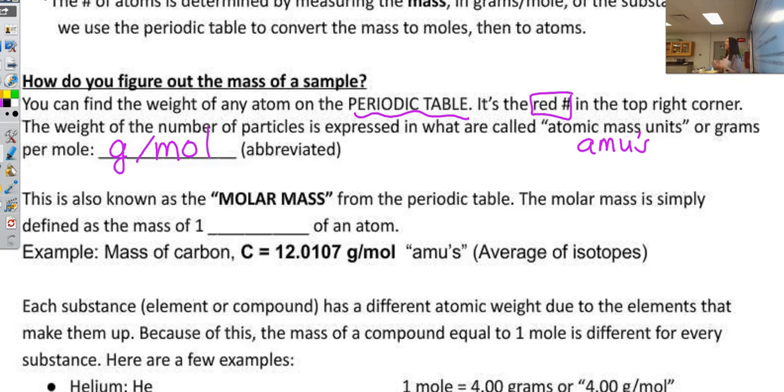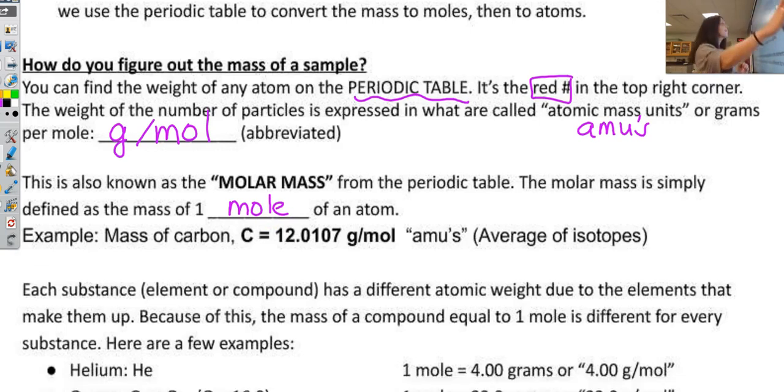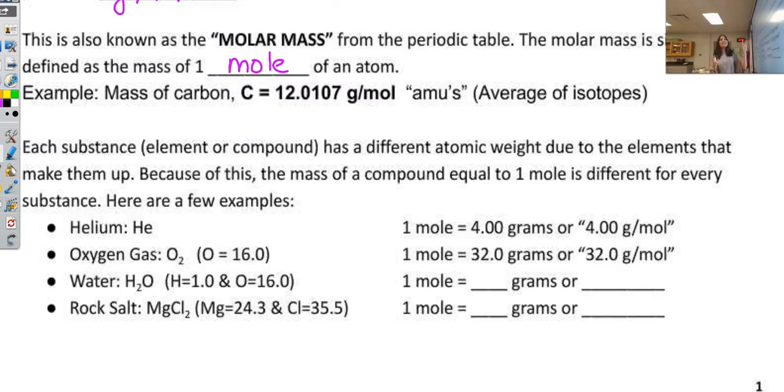If I asked you to define molar mass, which you will need to, okay, the molar mass is simply defined as the mass of, anybody want to guess? If it's the molar mass, it's the mass of 1 mole of any atom, okay? So for example, all of the numbers they got were based on carbon, and carbon is 12.017 grams per mole. That's how many grams are in a mole, okay? So each substance has a different atomic weight based on the elements that make it up. So because of this, the mass equal to 1 mole could be different for all the substances.